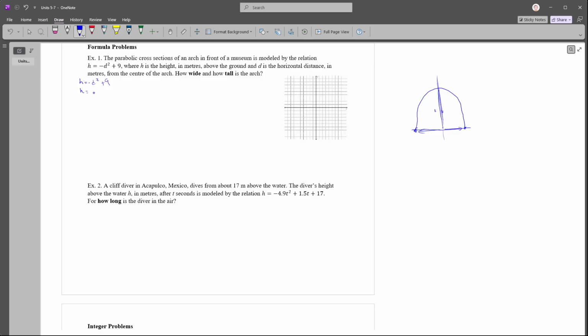What if we rearranged it to this? h is equal to 9 minus d squared. So the 9 is still positive, and that minus in front of the d squared is still there. So we have 9 minus d squared. Look at that. We now have a difference of squares. Awesome. So we know how to solve a difference of squares.